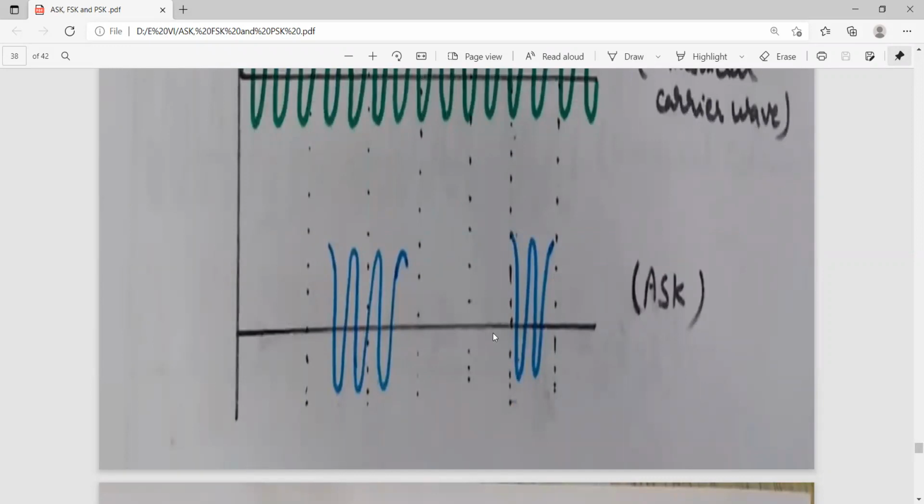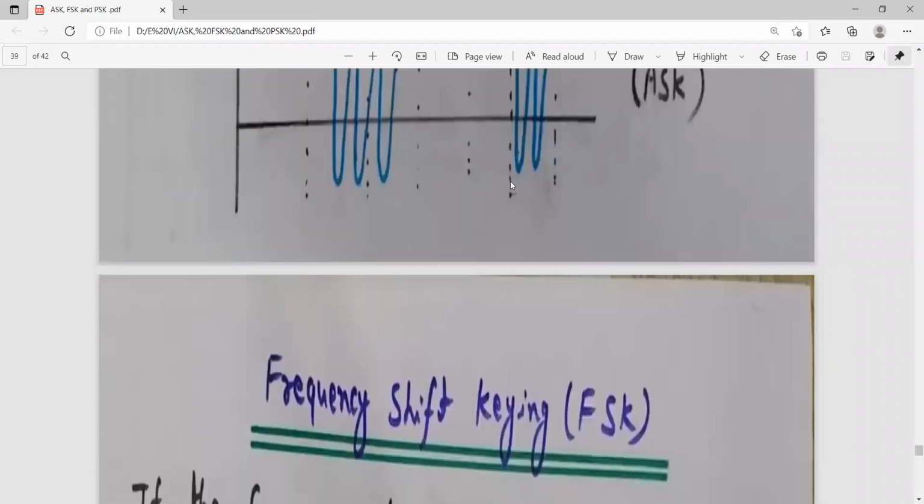So therefore no need of seeing. Here it is lengthy, therefore it is 2 binary bits. Here its length is very less. So this is the amplitude shift keying resultant wave.